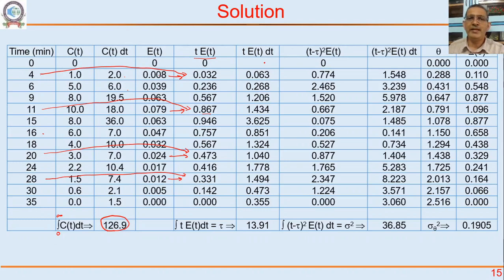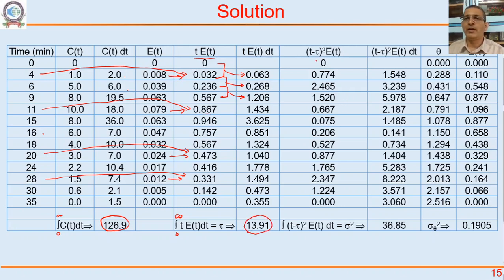Now for t E(t) dt, we have to integrate. Do the trapezoidal rule between these two points, multiplied by dt, you will get this. Between these two multiplied by dt you will get this. The integral of t E(t) dt from 0 to infinity means the addition of all of these: 0.063, 0.268, 1.206, 1.434 plus 13.6. All these added together, you will get tau equal to 13.91.